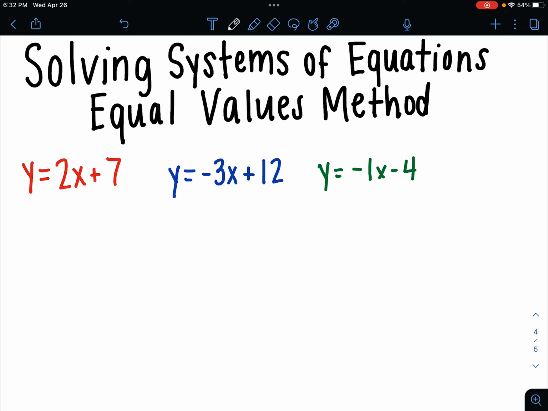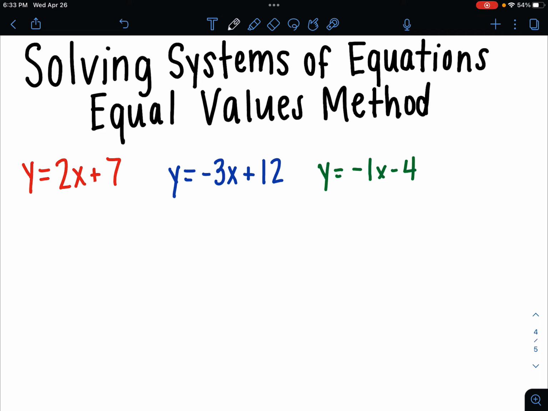All right, we are back with some practice on solving systems of equations using the equal values method. Now, we've already talked about how we can use the graphing method, but sometimes it's not the most accurate, especially if it's not a whole number. So, we are going to focus right now on how we can use the equal values method.